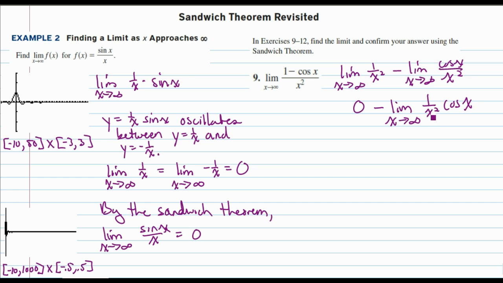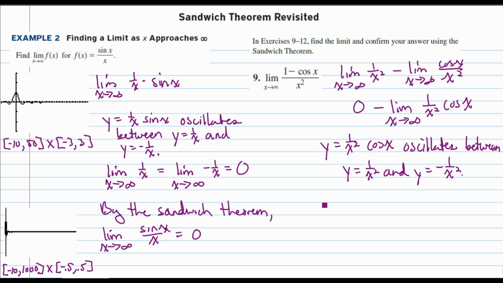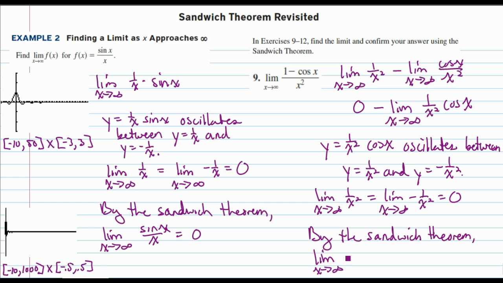And now I know that 1 over x squared times cosine of x is going to oscillate between y equals 1 over x squared and y equals -1 over x squared. And I know that the limit as x approaches infinity of 1 over x squared is going to equal the limit as x approaches infinity of -1 over x squared, and they are both 0. As those denominators get bigger and bigger, 1 divided by a bigger and bigger number is going to approach 0. So now, by the sandwich theorem, the limit as x approaches infinity of 1 over x squared times cosine of x equals 0.